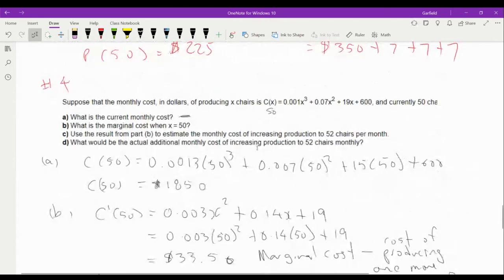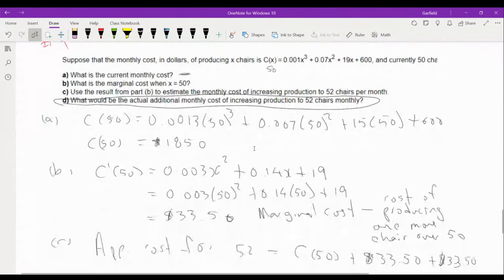And then part D says, what would be the actual cost of producing 52 chairs? How do we find the actual cost? We plug in 52 here now, right? Because this is a cost function, so we're finding C of 52. So this is part D. What is the answer for that?